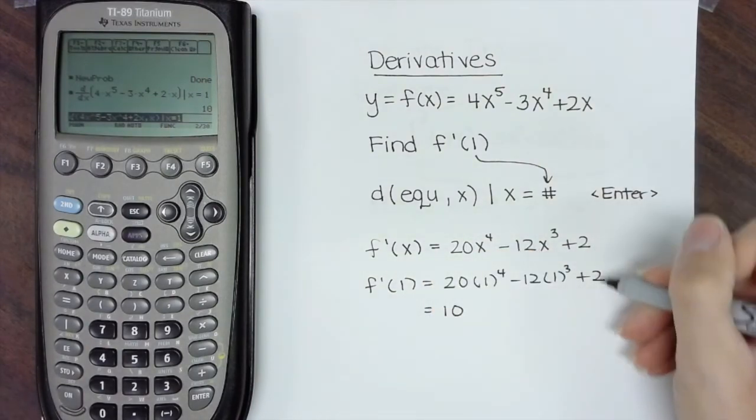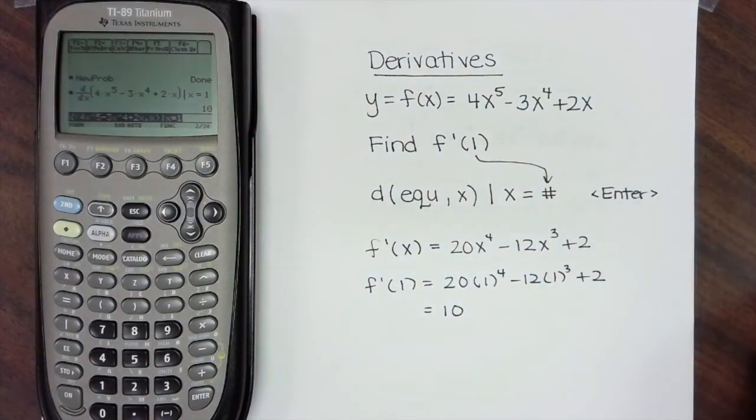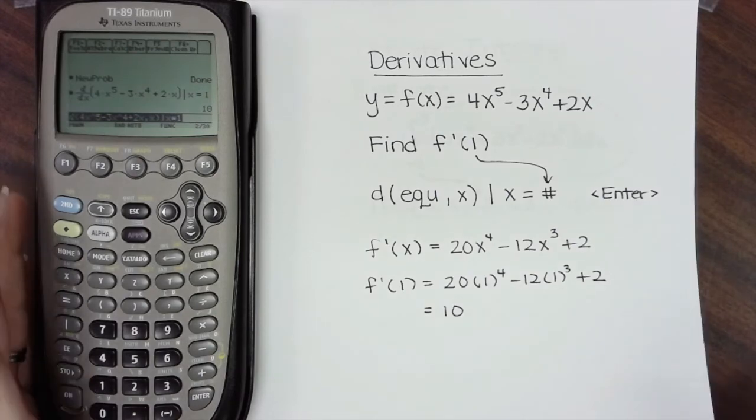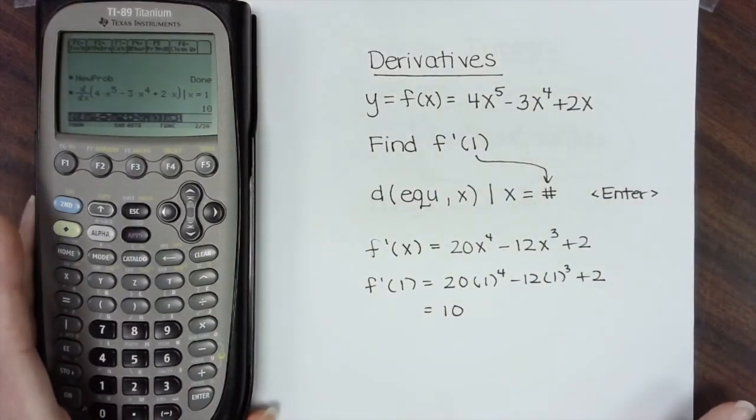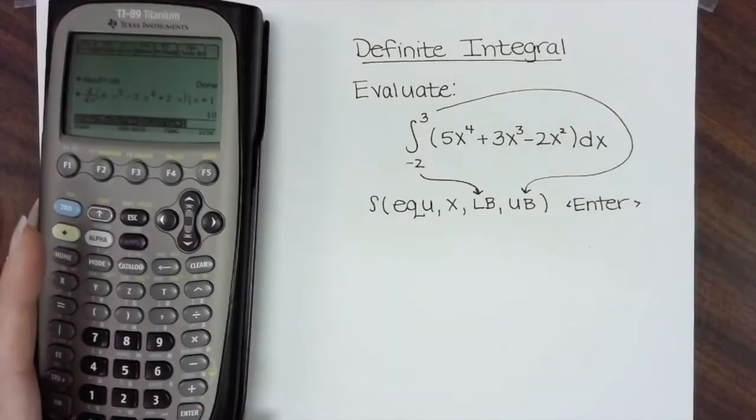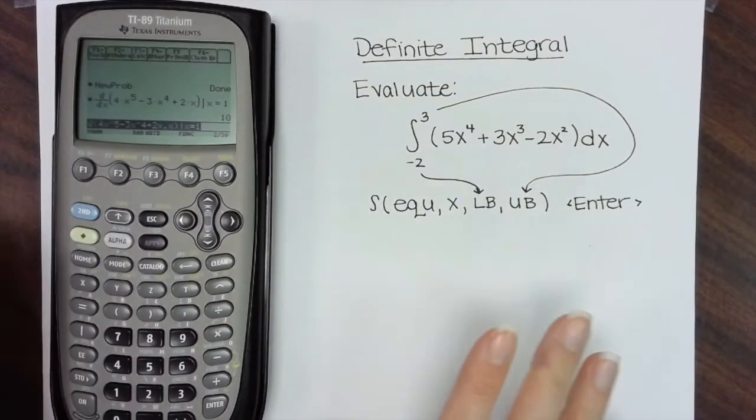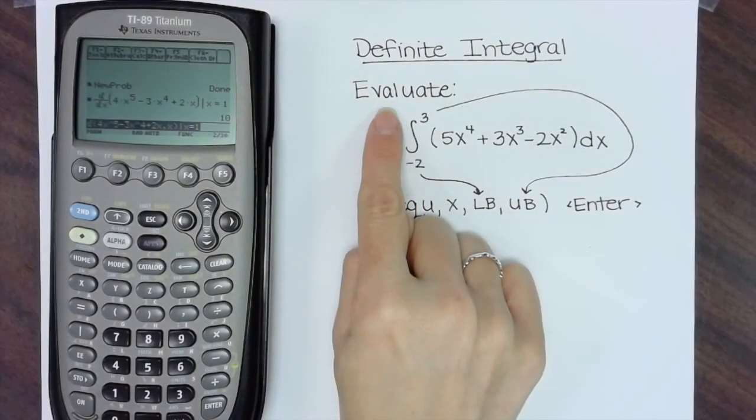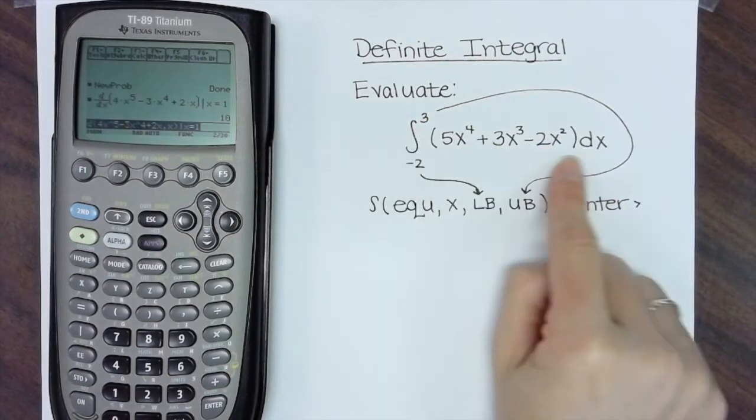So you can skip doing all this work. Now I know this sounds great, but remember, everything that you do on the calculator, you have to be able to do by hand on the AP exam. So the last skill I need to go over with you is how to take a definite integral. So a definite integral is a problem where you have to evaluate an integral with bounds, just like this one.